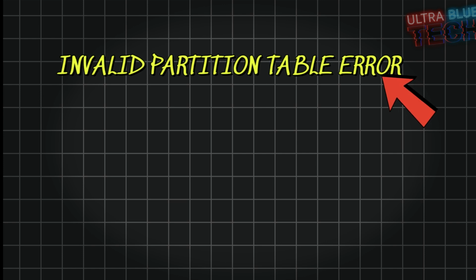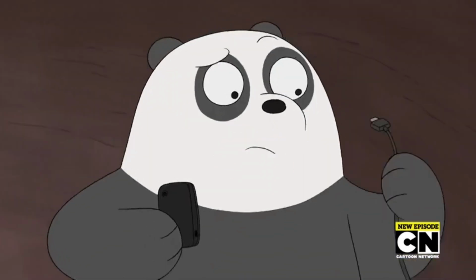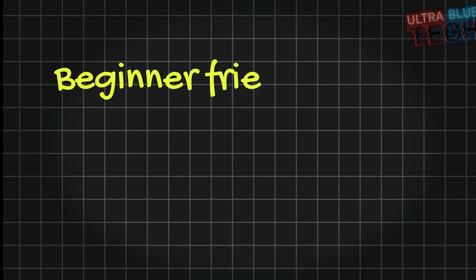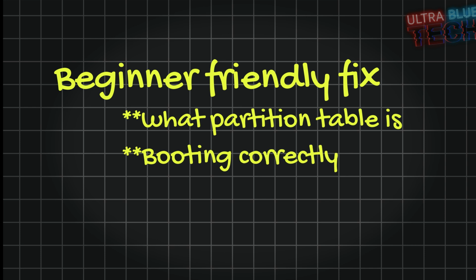It sounds scary, but I promise it's easier to fix than trying to untangle a drawer full of old charging cables. So in this video, I'll walk you through a simple beginner-friendly fix. We'll start with a quick explanation of what a partition table is and why it is so important for Windows to start up. Then I'll show you exactly how to boot into a system using a different method to bypass this error. The first thing you need to do is reboot your system.